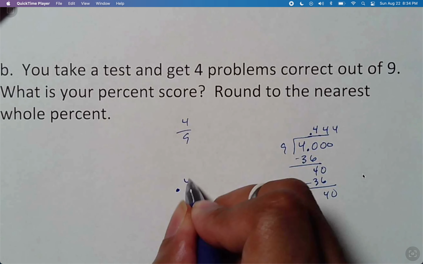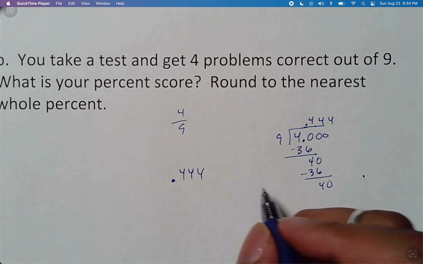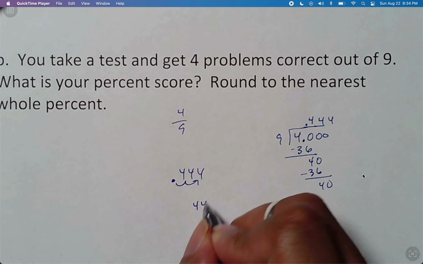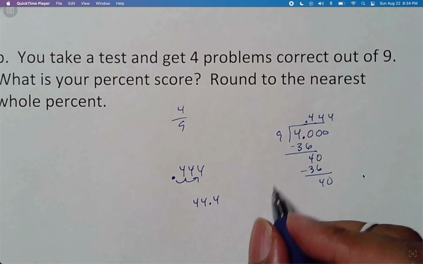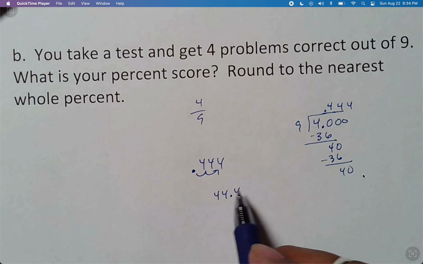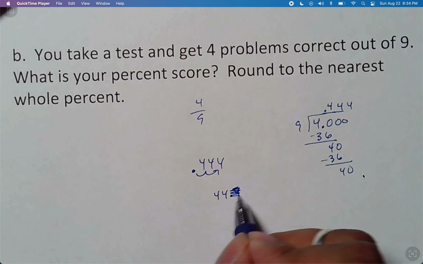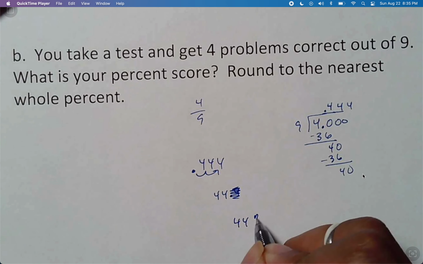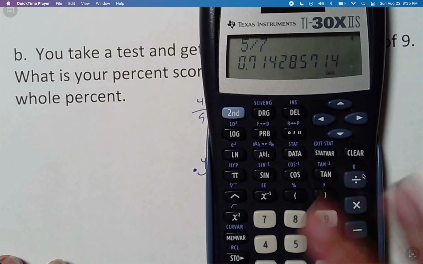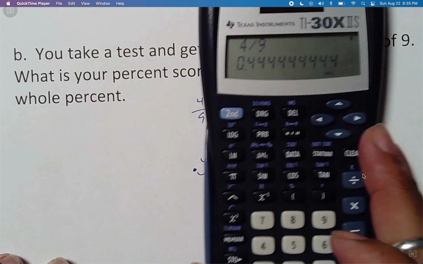So what we have is 0.444, which based off of our rule says we move this 2 spots to the right, which makes it 44.4%, but we don't want the percent because we want the nearest whole percent. So what we're going to do is say, since this isn't bigger than 5, leave it alone. We're looking at 44%.